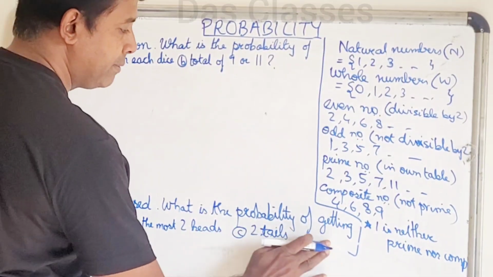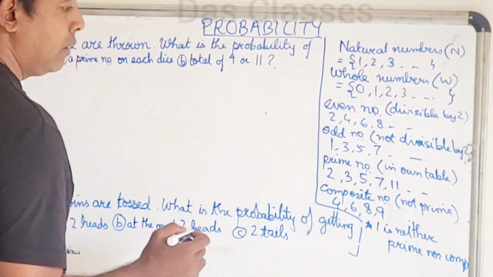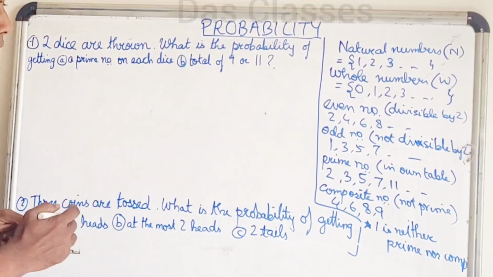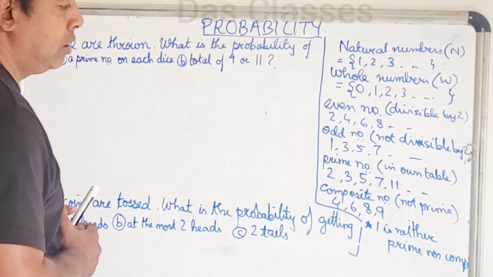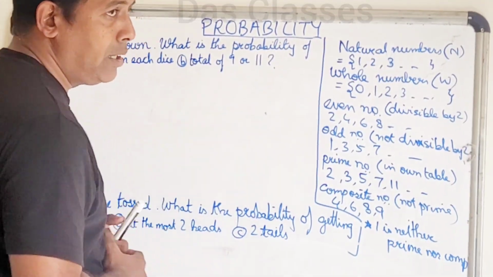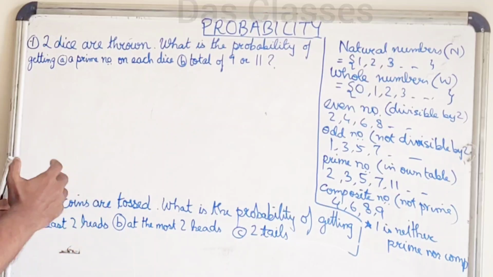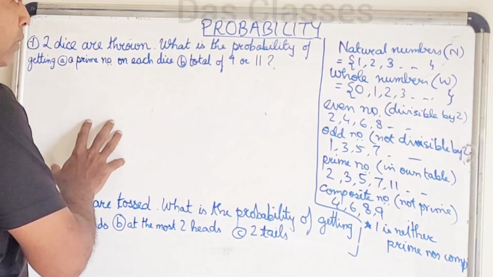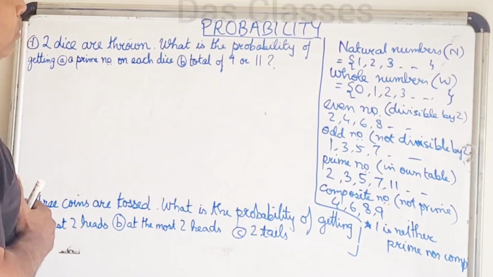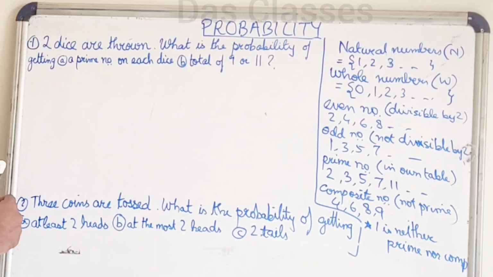Okay, right now we'll keep it till here only, and if we come across more important information, we'll write it down. So I have already written 2 questions, so accordingly with the explanation of the questions, we'll see if anything new comes up. 2 dice are thrown. What is the probability of getting, first question, a prime number on each dice and a total of 9 or 11.